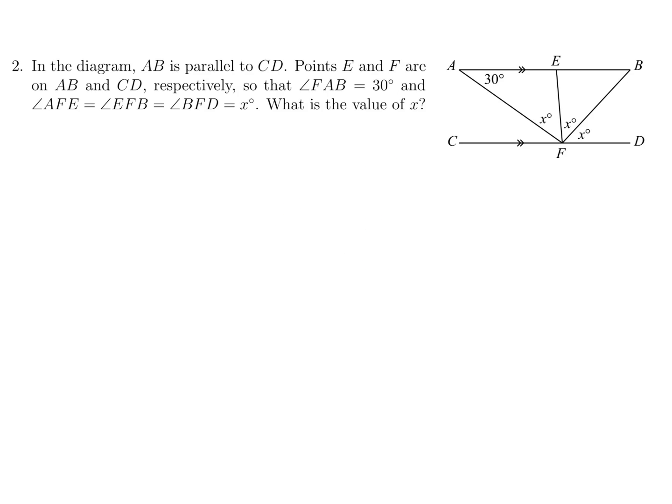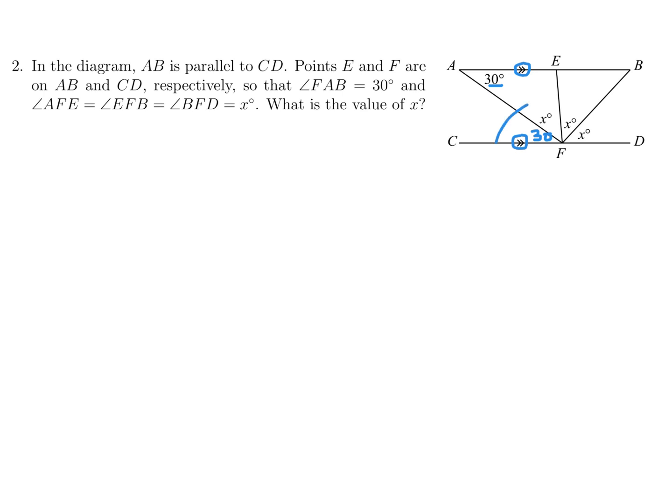In the diagram, AB is parallel to CD. E and F are on AB and CD, so that FAB is 30, and AFE equals EFB equals BFD equals x. What is the value of x? Notice this symbol and this symbol, that's parallel. So by definition, this angle would be 30, the same as that.